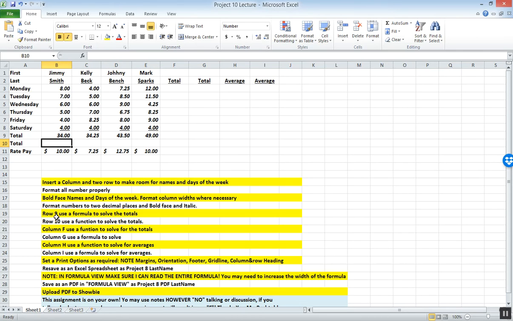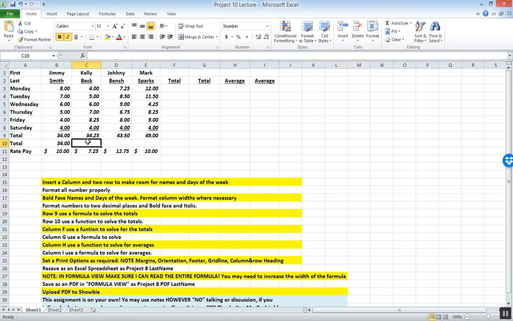Good. So now we're down to row 10. It says use a function. We know a function is equal, sum, beginning parenthesis. And then we're just going to go ahead and highlight those cells that we want to sum and then hit enter. And you notice we get 34, which is exactly what we need.